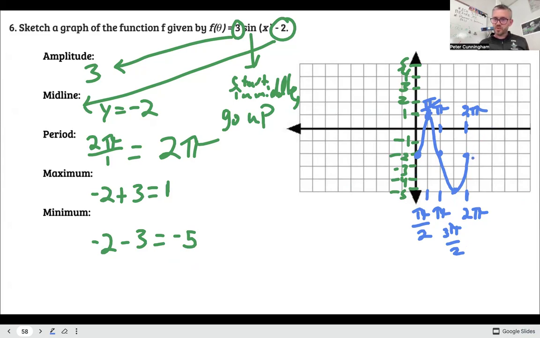And it kind of helps when you're moving on to the next cycle of the wave. If we had 4 pi over 2, this would be 5 pi over 2, 6 pi over 2, 7 pi over 2, 8 pi over 2, aka 4 pi, to get 2 cycles.